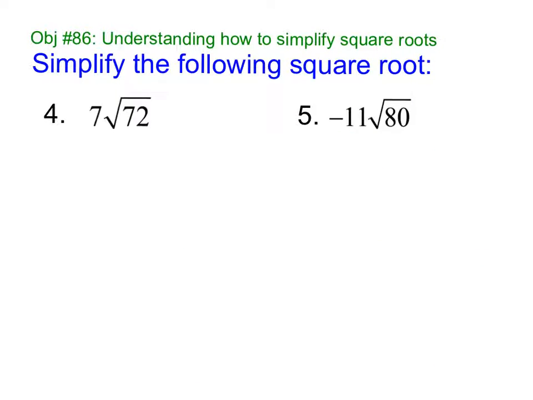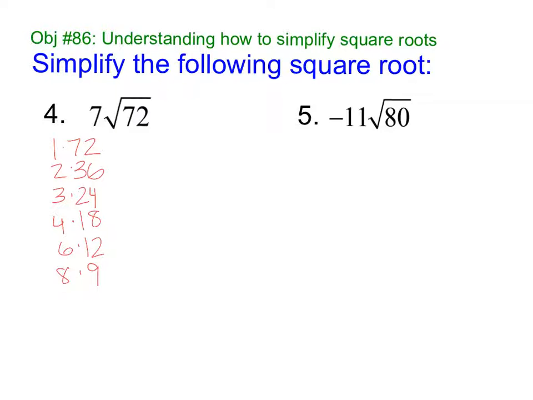All right. Getting a little harder. So take a minute and simplify the square root of 72. So 72 is 1 times 72, 2 times 36. This one has a lot. 3 times 24, 4 times 18, 6 times 12, and 8 times 9. Those are all the factor pairs.